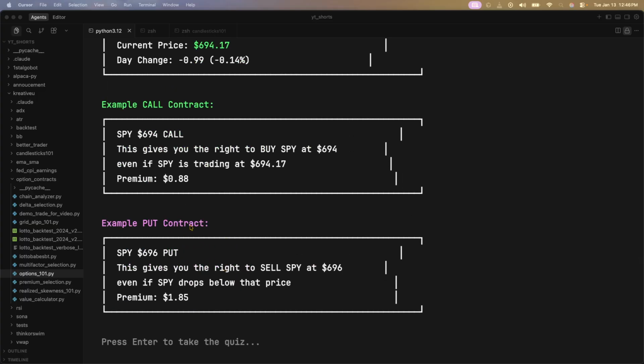So here's an example of a put contract. Just by looking at this put contract, this lets me know that whoever is buying it is bearish on the market. They think that SPY, or the underlying market, is going to go down. So this gives us the right to sell SPY at 696, even if SPY drops below that price, and the premium we're going to be paying is $185.